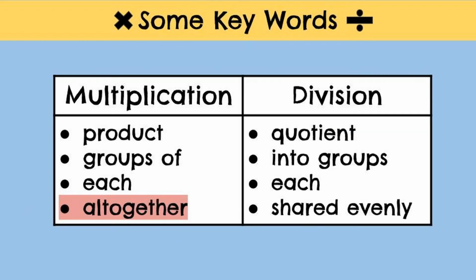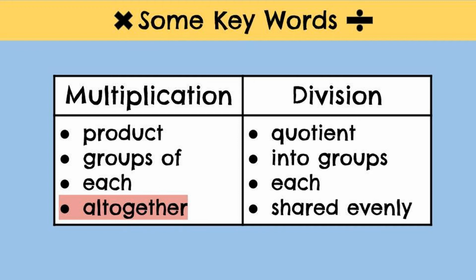Here is a list of keywords that might help you determine if you're going to multiply or divide. Remember that when you multiply, you get a larger number. Here are some keywords that you might see when you multiply: product, groups of, each, altogether. Warning! Be careful of the word altogether. That's also a keyword for addition. Stop and think to see which one makes more sense in your story problem.